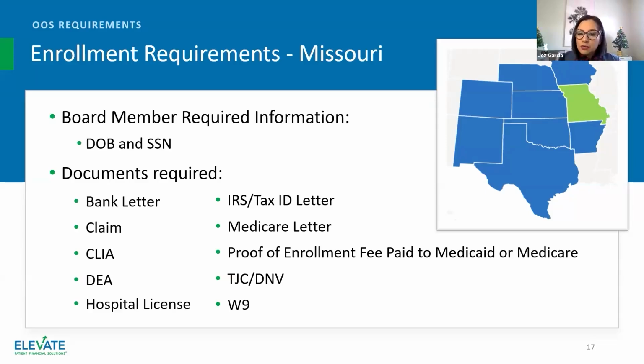They also require the driver's license number, not the copy of the driver's license, but they do at least require the driver's license number. So again, each state is going to vary, but for sure, you're going to need that board of directors information to be able to complete that enrollment.